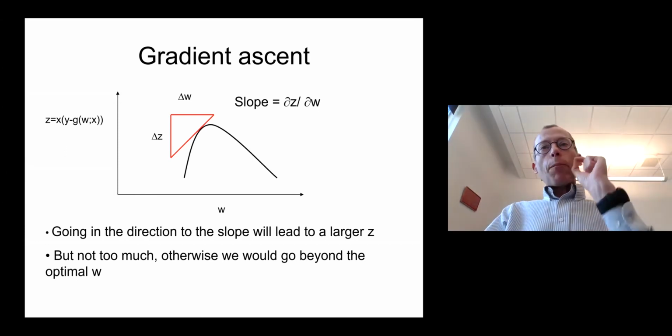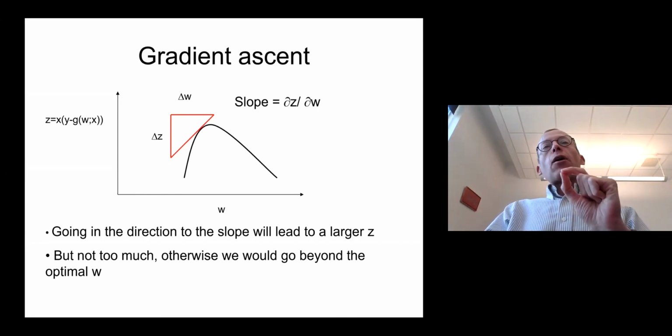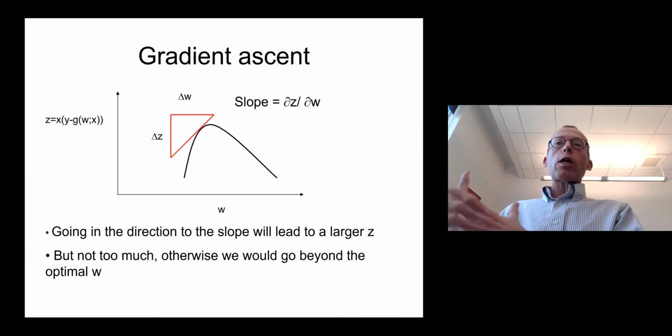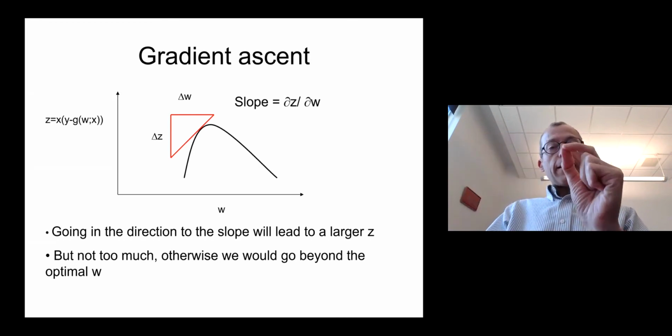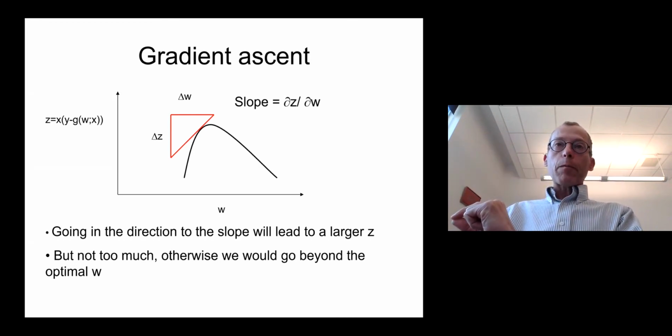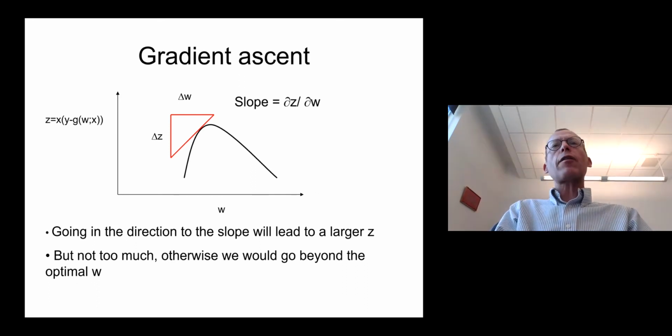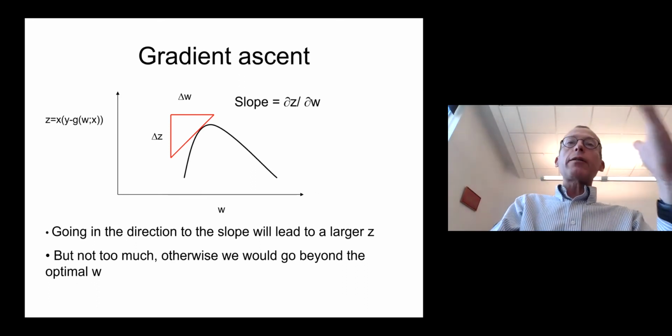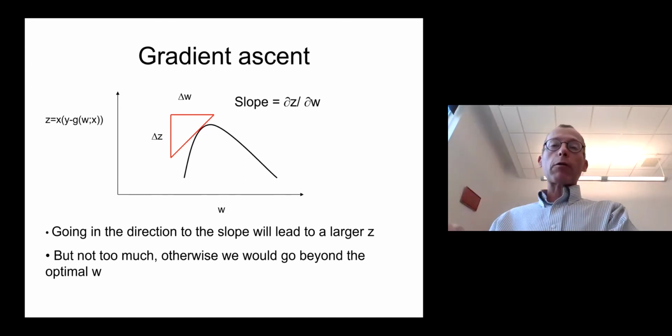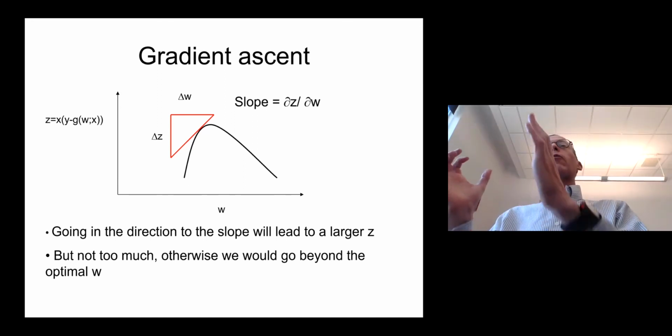Compute the slope. Based on the slope and the function, in this case maximization, change W a little bit in the direction of the slope. Gradient descent is the opposite. Gradient descent usually means minimization, and in that case, you change W in the opposite direction to the slope. But in our case, we are trying to maximize a function, so we're going with the direction of the slope.